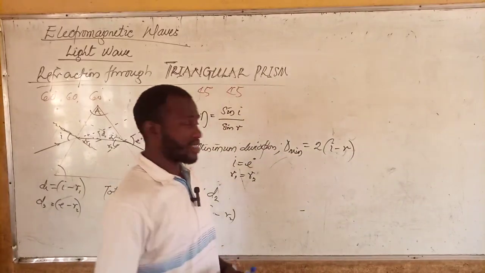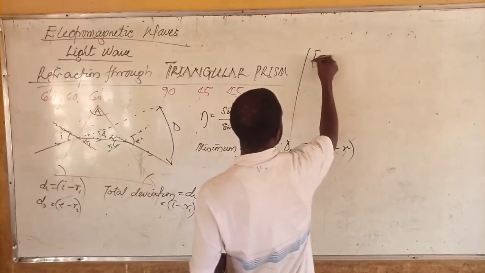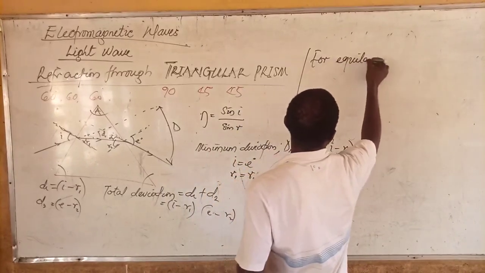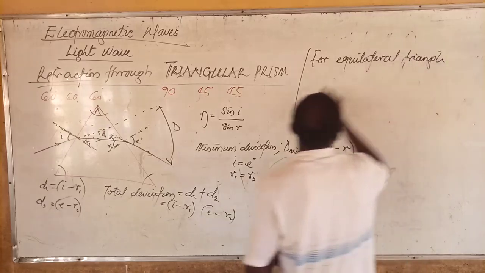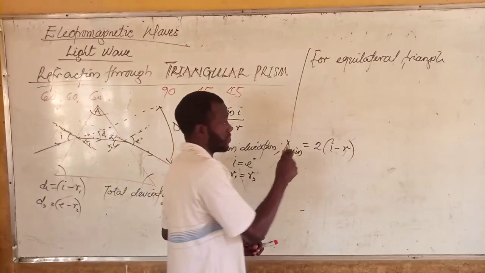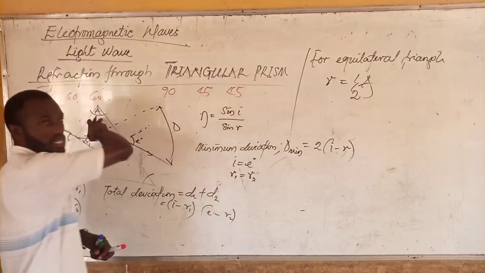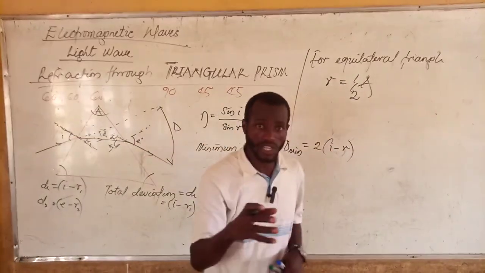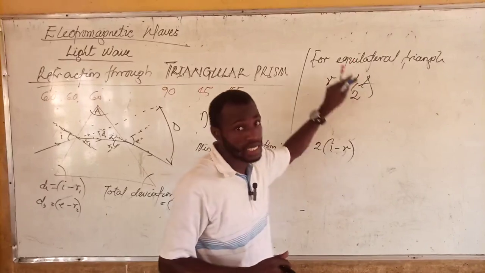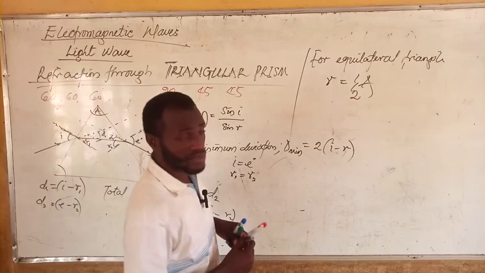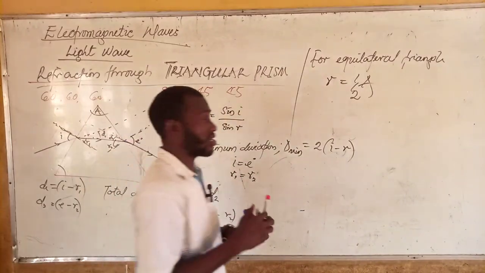But also bear in mind that I said minimum deviation occurs when it is equal to this. Bear in mind also that for a prism with an equilateral triangle, at minimum deviation, the angle of refraction is equal to half of the refracting angle A. So at minimum deviation, the angle of refraction is half of the refracting angle, and it could be anywhere, depending on how the prism is turned. All right.